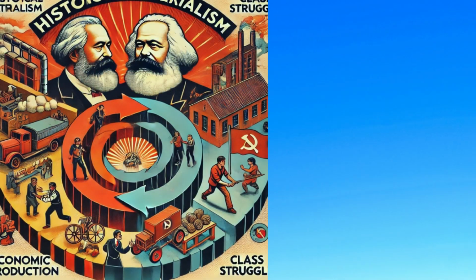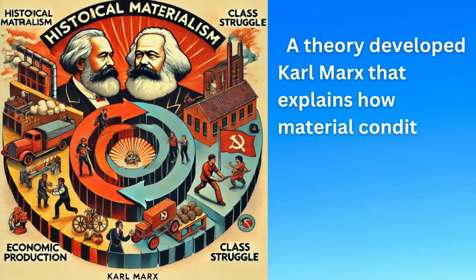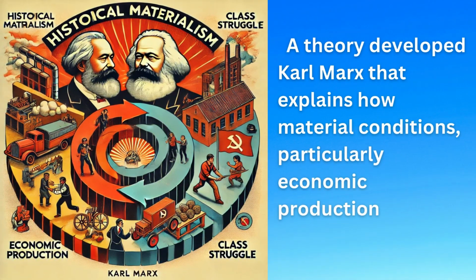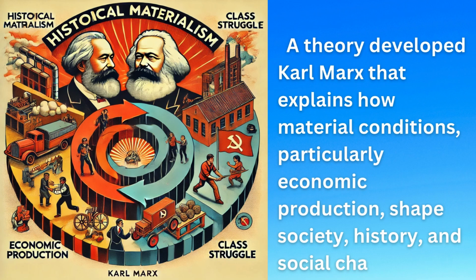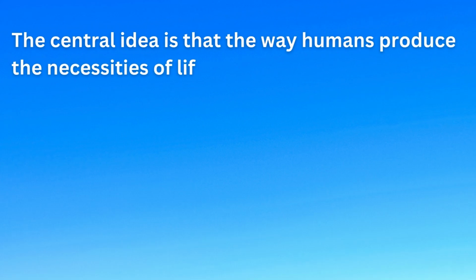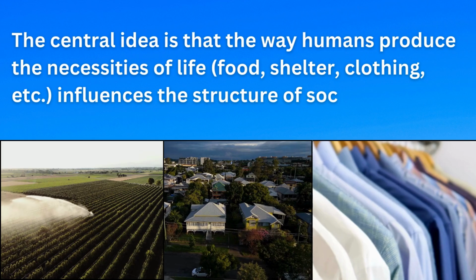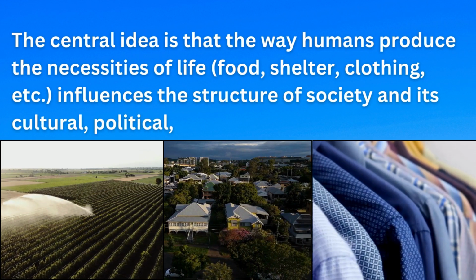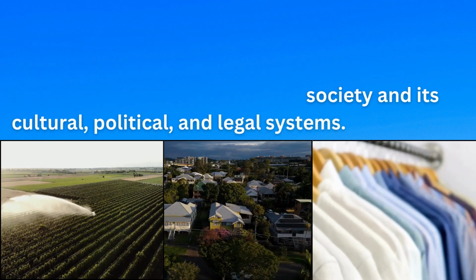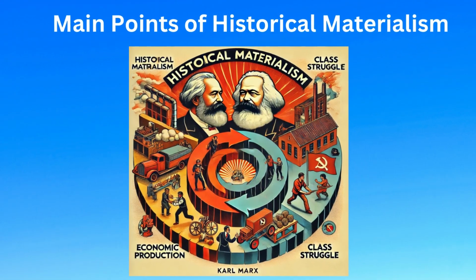Historical materialism is a theory developed by Karl Marx that explains how material conditions, particularly economic production, shape society, history, and social change. The central idea is that the way humans produce the necessities of life, food, shelter, clothing, etc., influences the structure of society and its cultural, political, and legal systems. Now, let's break down the main points of historical materialism one by one.